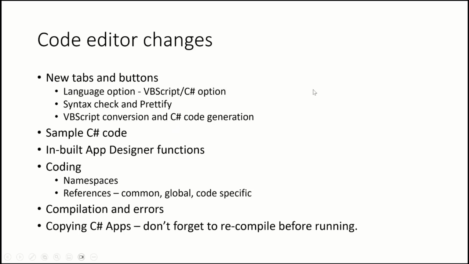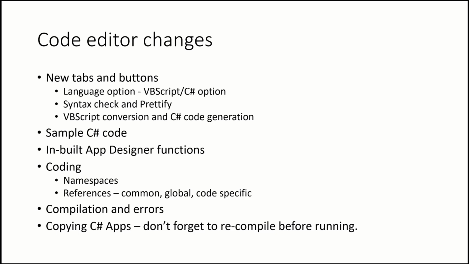So in this section, we're going to start the demonstrations, and I'm going to be showing you the changes in the existing code editor. This will cover new tabs and buttons, such as the selection for VB scripts and C# options, syntax checking, compilation. We'll talk about sample C# code, new inbuilt app designer functions that come with C#. I'll also try to introduce you to some of the vocabulary used in C# programming so that it becomes a little bit easier for you to understand.